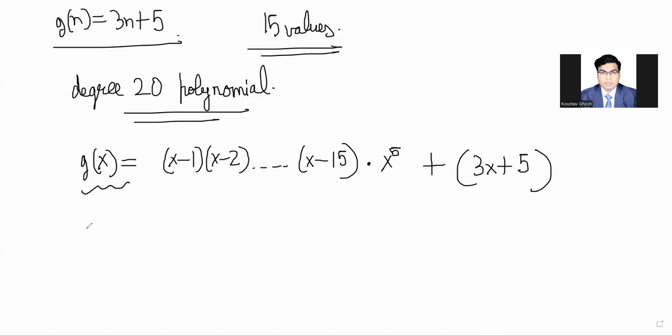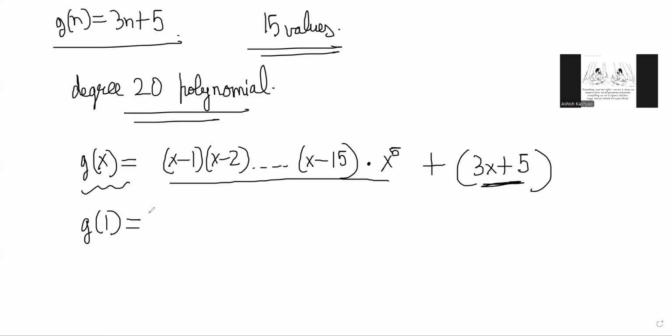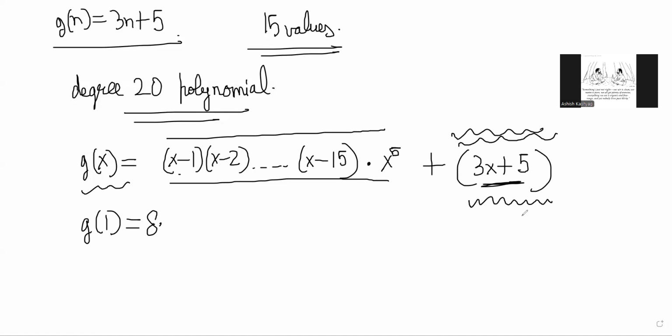This polynomial, if you put g of 1, what is coming? Because of this it will not vanish. So g of 1 will be the 8 that you need. Basically, all the values will be satisfied. Whenever you put x from 1 to 15, this part will get 0, and this part will give me the correct answer.